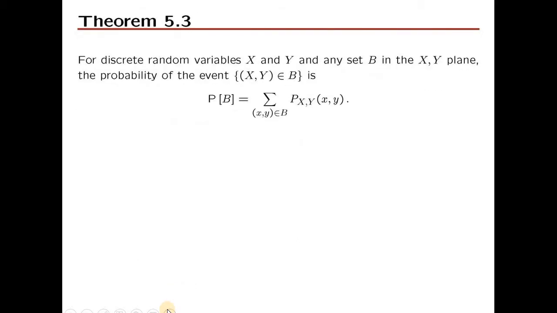Now the theorem that is important is how we calculate the probability. For discrete random variables X and Y and any set B in the XY plane, the probability of the event that (X, Y) belongs to B is calculated as follows. You just have to write all the values that satisfy B, take the joint PMF for each of them, and add up, and you get the probability of event B. Now let's look at it further in the coming slide.